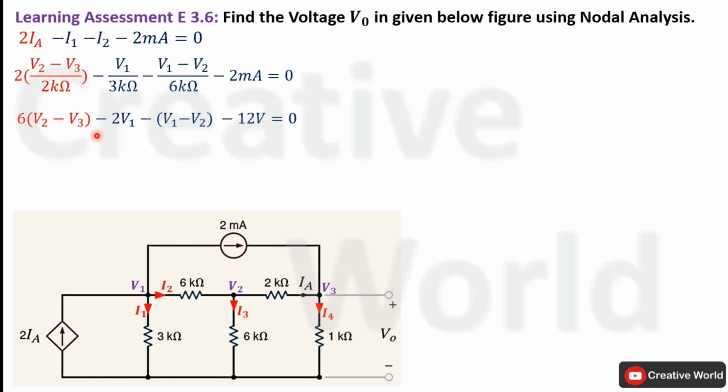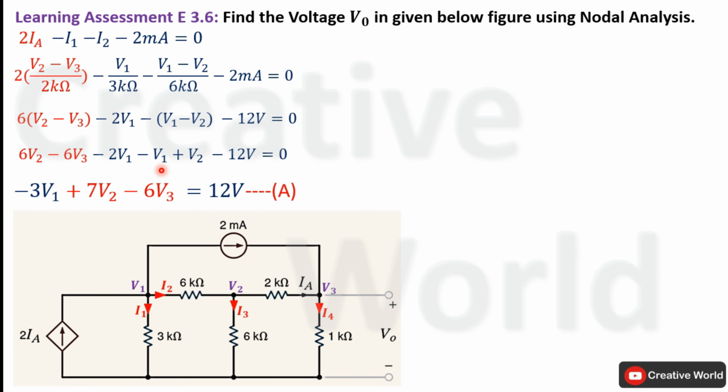Now open these brackets. Product of 6 and V2 will become 6V2 minus 6V3 minus 2V1, and this minus will multiply with variables inside the brackets. It will become minus V1 plus V2 minus 12. Now place minus 12 volt on the other side of equal to separate it from variables, add all same variables and write equation in ascending order. The equation will become minus 3V1 plus 7V2 minus 6V3 equal to 12.